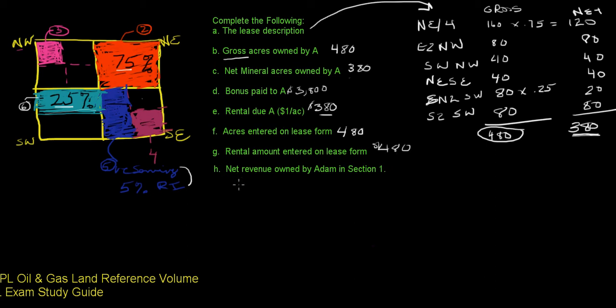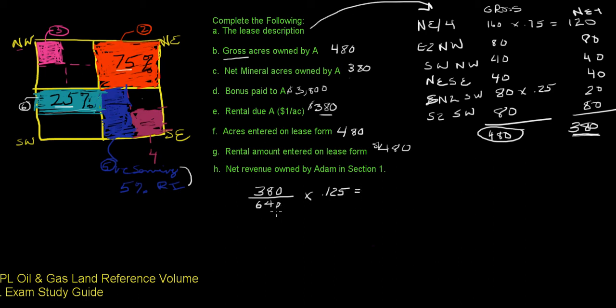Now, let's calculate the net revenue owned by Adam in Section 1. So what I usually do is I could go back through here and go 120 over 640 times 1/8, 80 over 640 times 1/8, 40 over 640 times 1/8. Or I can just do, the way I do it is I take the net amount, that's 380, divided by 640. Remember they told us this was 640 acre spacing. And I'm going to multiply that by the royalty amount. They told us it was 1/8, and we know that is a 0.125 decimal interest.